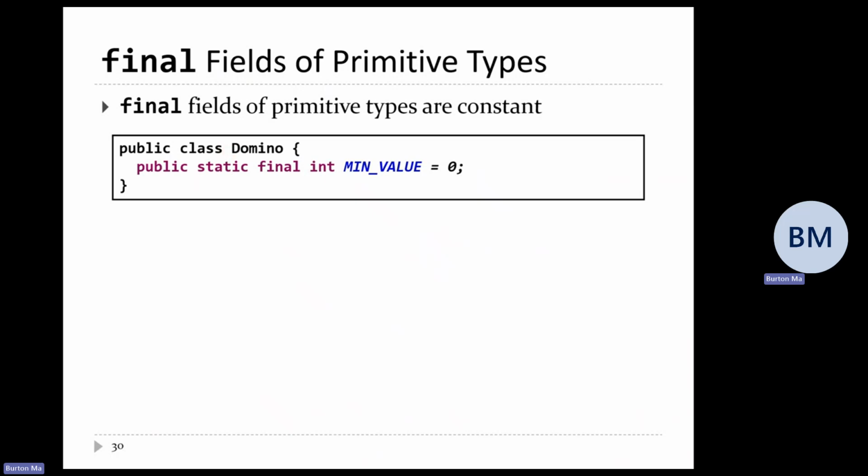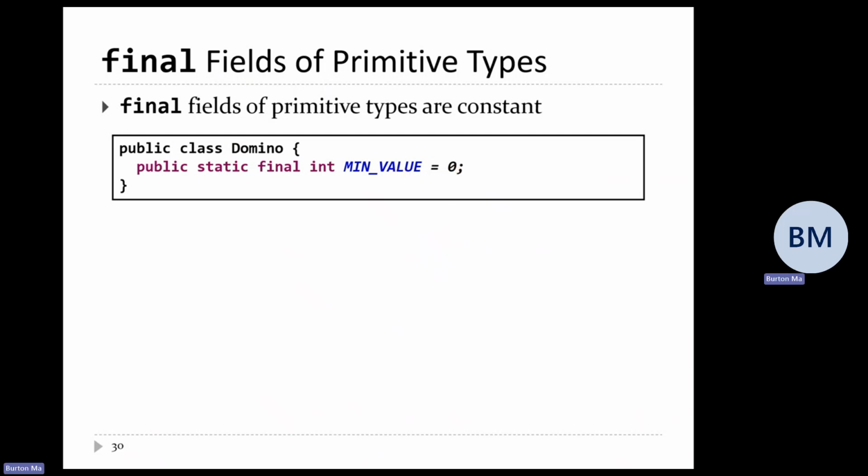And so our Domino class had a field of type int called min value that was public, static, and final. So remember, public means that any class that can see the Domino class can use min value. Static means there's only one copy of min value, and it belongs to the Domino class. Final means that you can only assign a value to min value once. So when I write min value equals 0, that's the only time I can do this in a program.